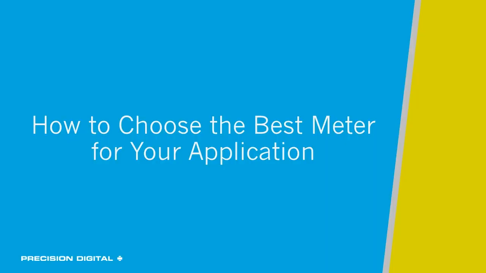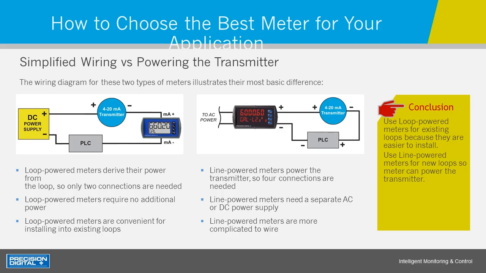So let's talk a little bit about how to choose the best meter for your application. You've seen a bit of the difference between 2-wire and 4-wire, or loop-powered and line-powered devices, specifically panel meters. Let's talk about how you go about choosing the one for you. Well, one of the biggest considerations is the simplification of your wiring versus the ability to power the transmitter. With the loop-powered device here on the left, it's very, very easy to install. You just have one wire coming in, one wire going out.